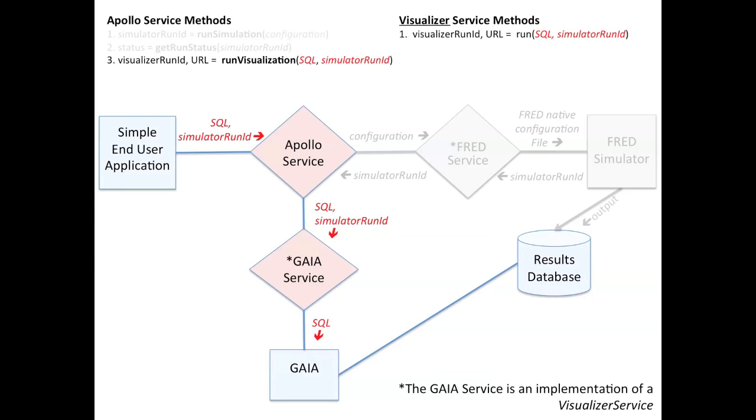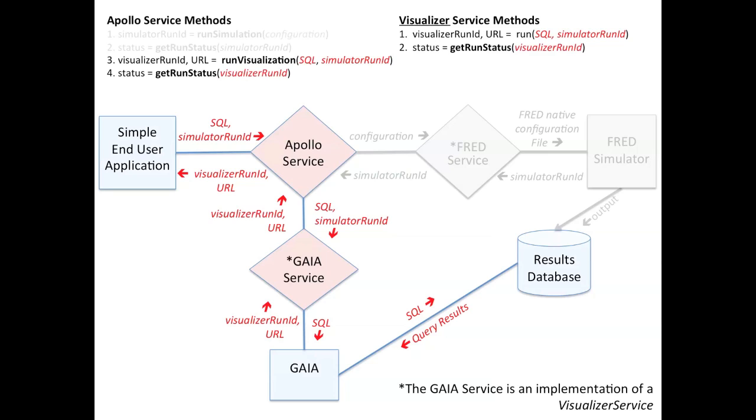In our current implementation, the visualizer obtains the result data by directly querying the results database. The visualizer web service then returns a visualization run ID and a URL where the visualizer will write its output, a video for example. Just like when running a simulator, the end-user application uses the getRunStatus method to poll the Apollo service to determine when the visualization is complete. When the job is completed, the end-user application downloads the visualization from the URL.